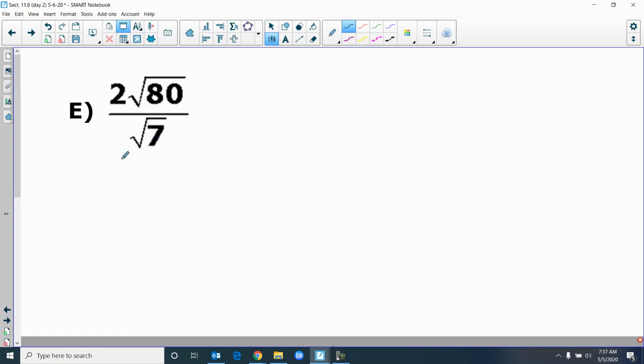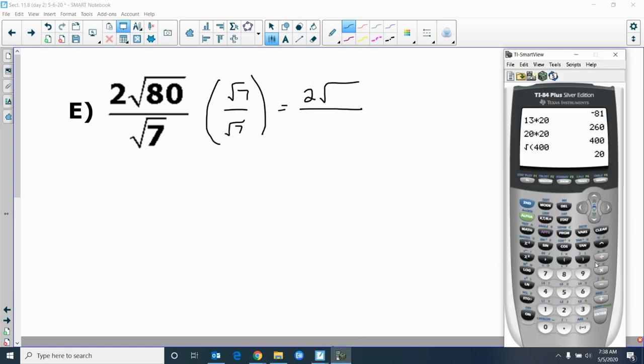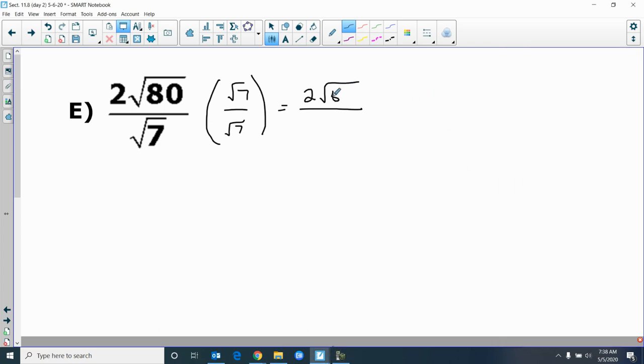All right, 2 square root of 80 divided by square root of 7. Okay, multiply top and bottom by square root of 7. Now the 2 is on the outside. That's like having a 1 on the outside, so it's going to be 2 and then square root of 80 times 7. You get 560. Now, square root of 7 times square root of 7 is 49. Square root of 49 is 7.